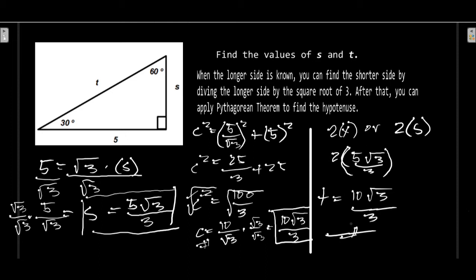Bahala kayo. Nasa inyo kung anong proseso yung inyong gagamitin. Pwedeng kung nadadalian kayo using Pythagorean, gamitin natin to nasa left side natin, at kung mas madali naman ito, gamitin natin to sa right side. Nasa inyo lang kung saan kayo mas mapapabilis, at syempre, tama pa rin yung sagot natin.